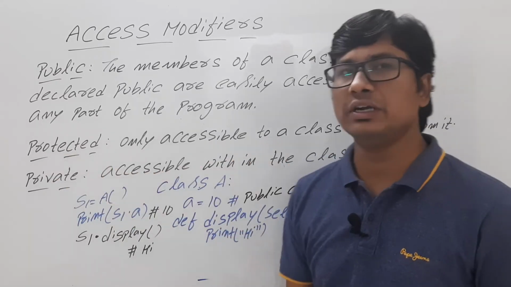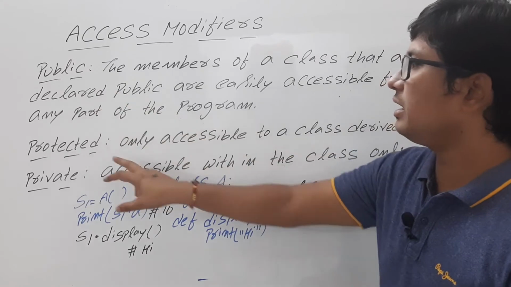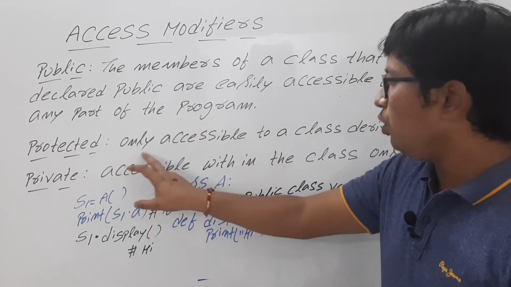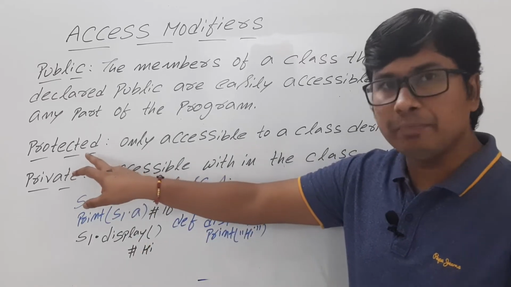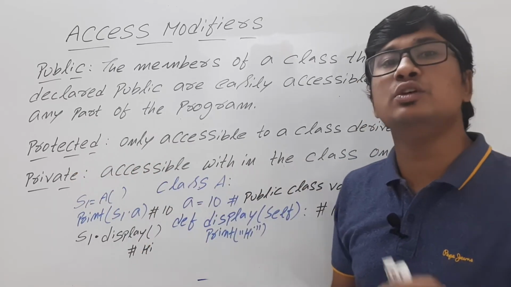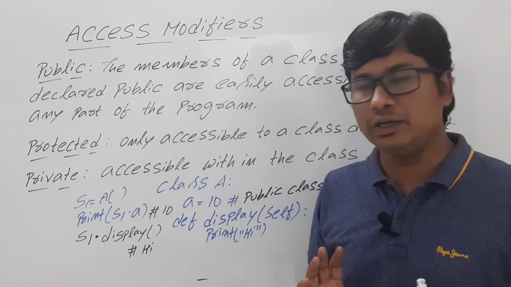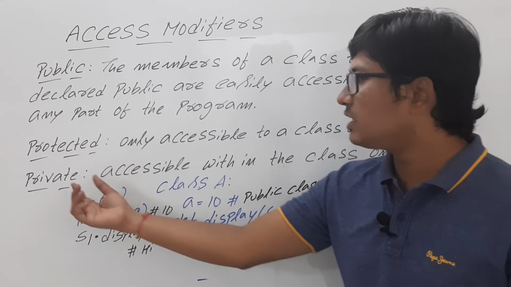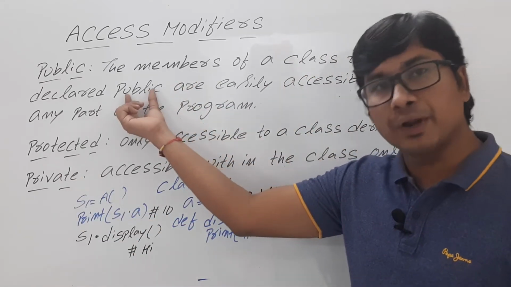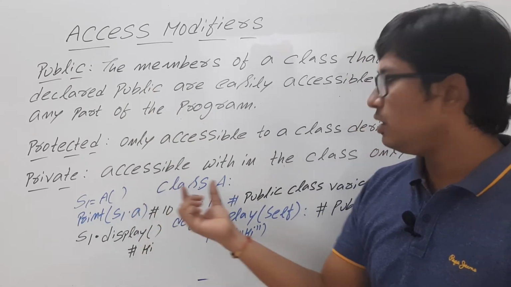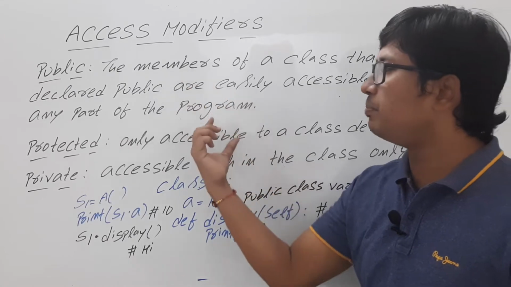Now let me discuss what is protected. The members of a class that are declared protected are only accessible to a class derived from it. So protected members you can access using the child class only. Is it clear? Similarly, coming to private, the members of a class that are declared private are accessible within the class only. See, this is more secure as compared to public and protected.